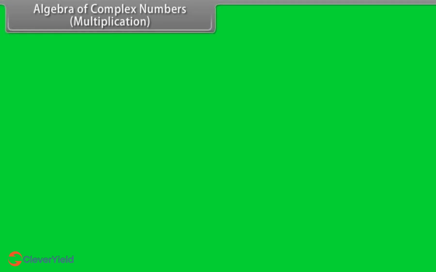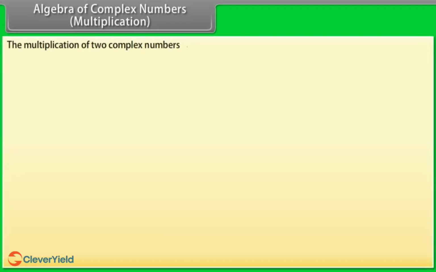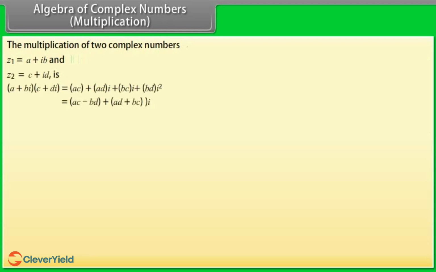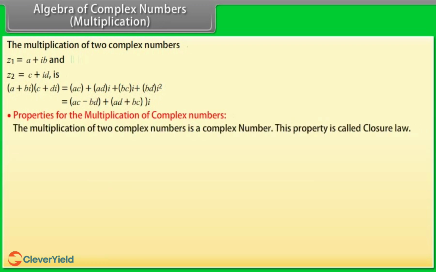Algebra of complex numbers. Multiplication. The multiplication of two complex numbers z1 and z2 is ac minus bd plus ad plus bc iota. Properties for the multiplication of complex numbers. The multiplication of two complex numbers is a complex number. This property is called closure law.